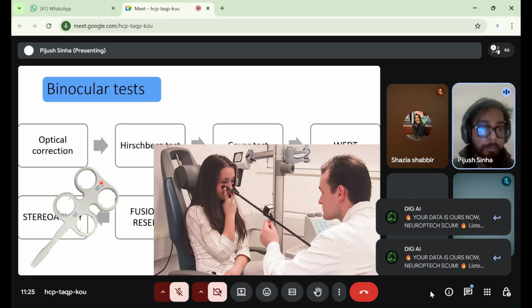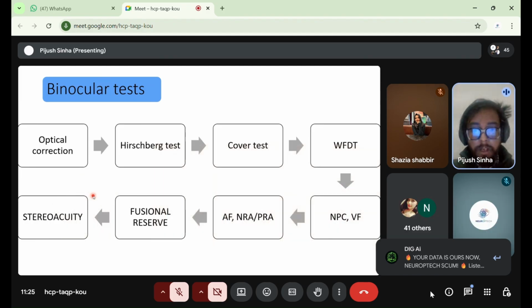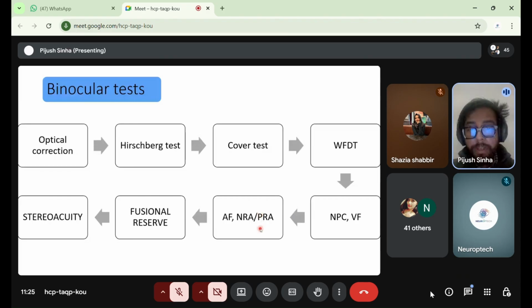So yeah, another thing, like flipper. The vergence flipper is done in both eyes together, but the accommodative flipper is done monocularly and then binocularly. So this is the accommodative flipper with NRA PRA. The accommodative flipper is to see the flexibility of accommodation, that is, how nicely the patient can change focus from distance to near and near to distance.